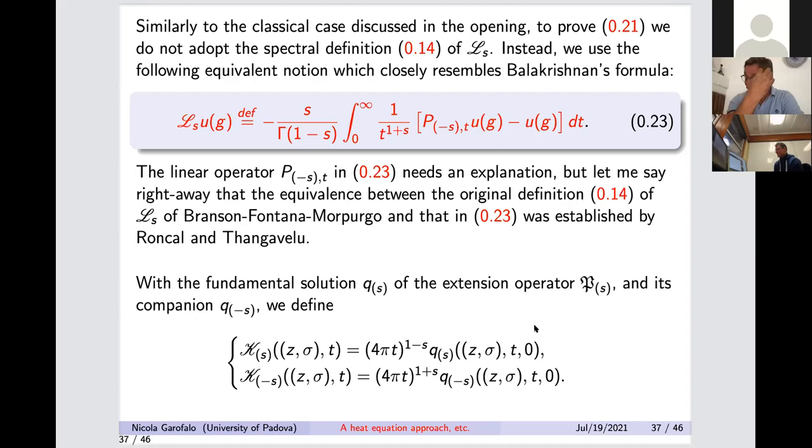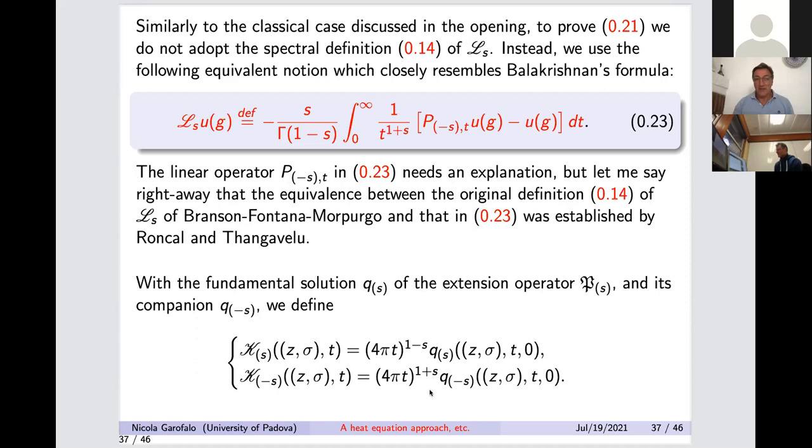Because in order to construct these two kernels, K lower S and K lower minus S, we had to construct first the fundamental solution for the extension operator. So when you look at it like this, of course I can give it to you by fiat, but it's a little bit deceitful to just look at this definition down here, because the way we got to it is by understanding first the extension problem.